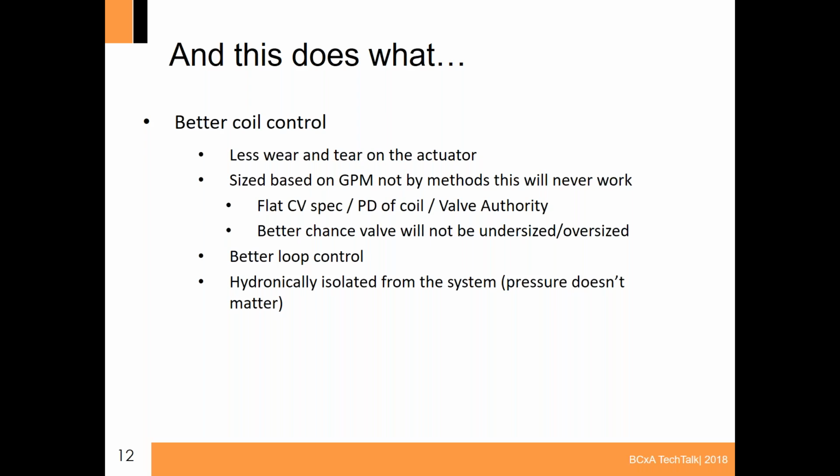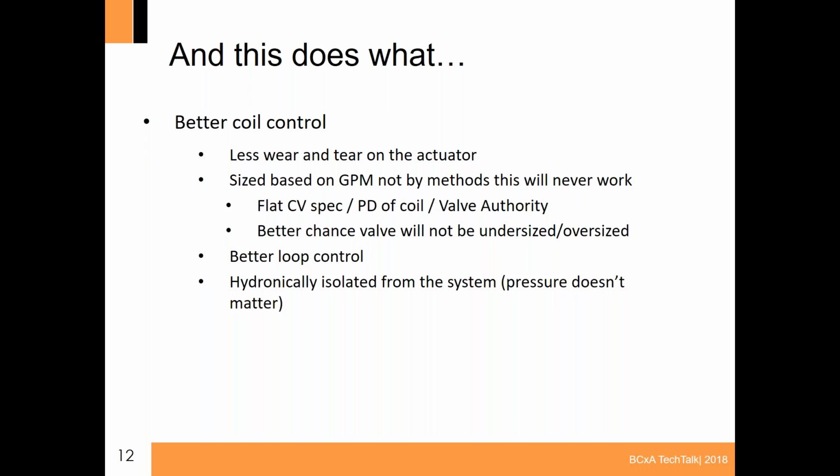We're going to have less wear and tear on the actuator. So the control valve portion of it is going to last a lot longer than in a traditional system. Okay? You're also going to have better coil control because it's sized based on the proper GPM. I had mentioned my technical buddy who talked about the 3 different pressure drop methods of trying to size a control valve. Two you'll never get right, and one is impossible. These are the ones, okay?